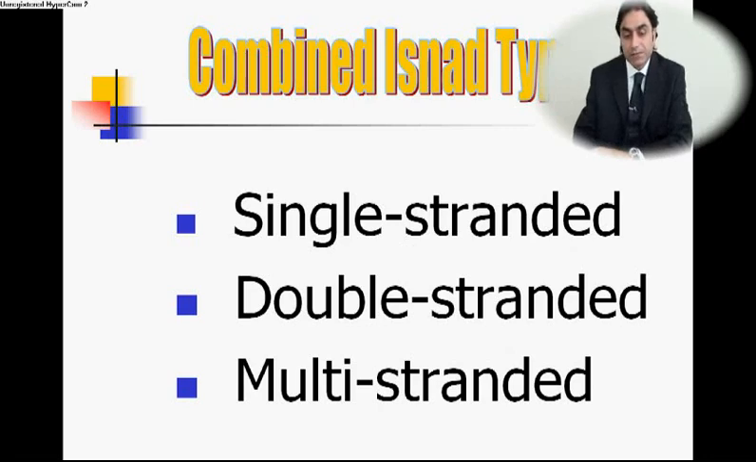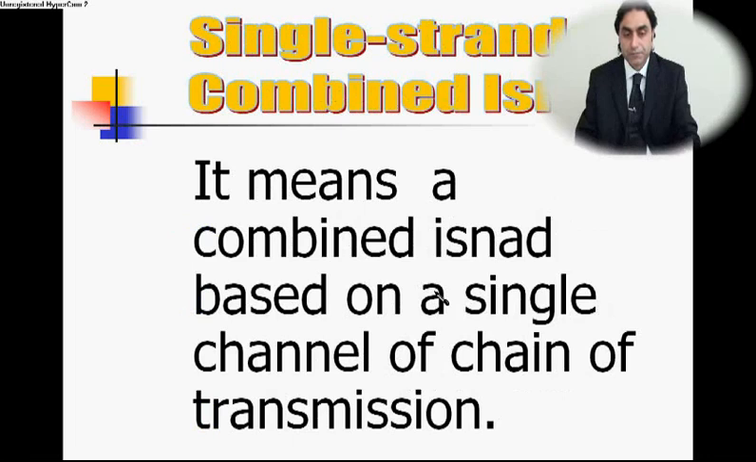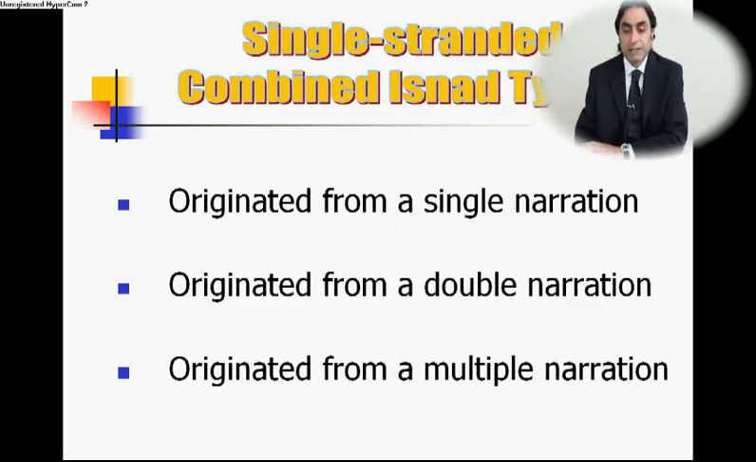Combined isnad types: single-stranded. Combined isnad can be single-stranded and can be double-stranded and can be multi-stranded. Single-stranded combined isnad means a combined isnad based on a single channel of chain of transmission. Single-stranded combined isnad types: originated from a single narration, originated from a double narration, originated from a multiple narration.